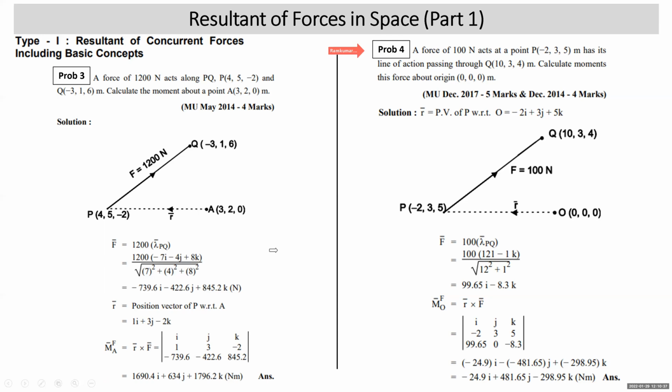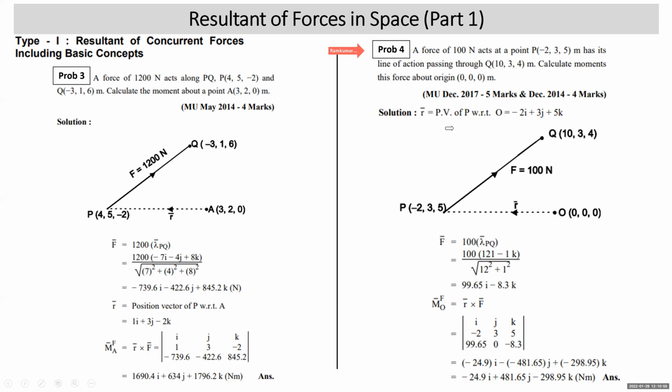A force of 100 Newton acts at a point P having coordinates minus 2, 3, 5 meter, and has its line of action passing through point Q having coordinates 10, 3, 4. Calculate the moment of this force about the origin. In the previous problem, it was about point A. This time it is about the origin. Origin has coordinates 0, 0, 0.